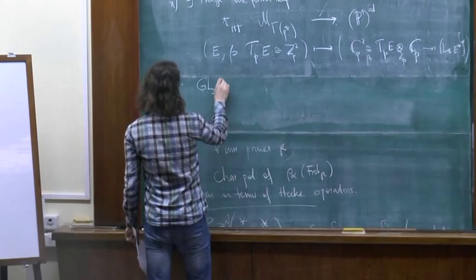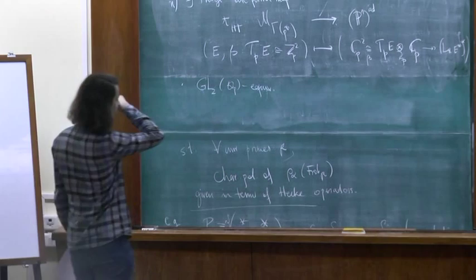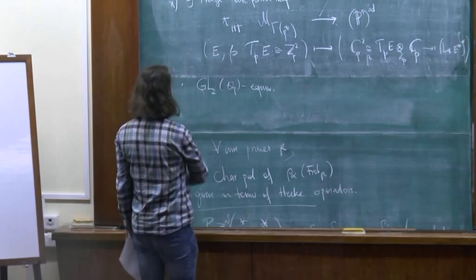But anyway, this map is GL_2(Q_p) equivariant. Because this P^1 here lives over a p-adic field, GL_2(Q_p) naturally acts on it. And it's also equivariant for the Hecke operators prime to p.